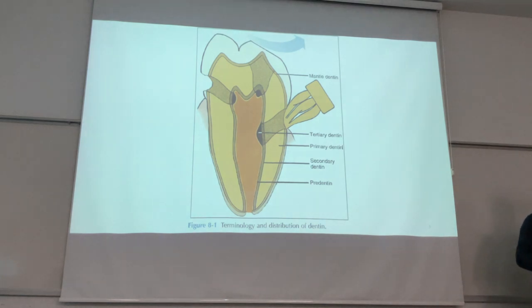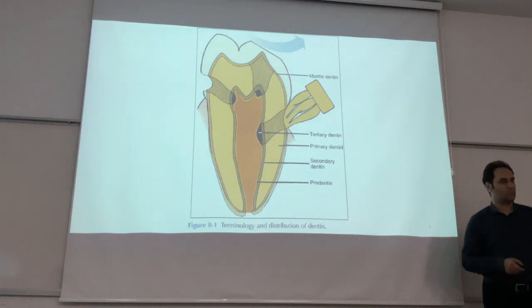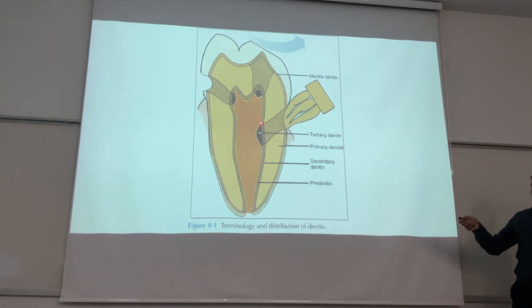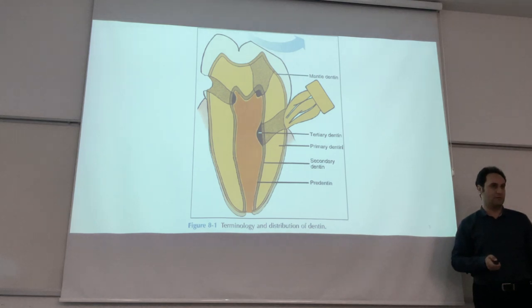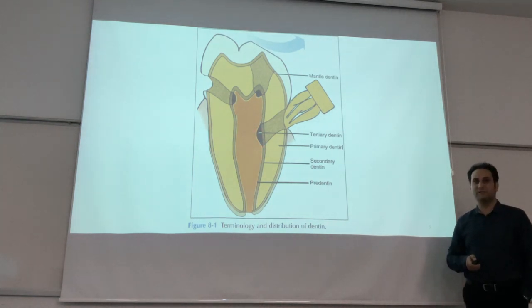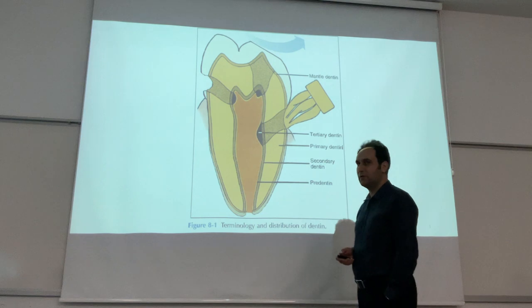We have tertiary dentin. What is the tertiary dentin? Tertiary dentin forms in the condition of broken tissue, for example, when degeneration occurs in the structure of dentin. Newly formed odontoblasts come here and form new dentin. This dentin is known as the tertiary dentin or reparative dentin.